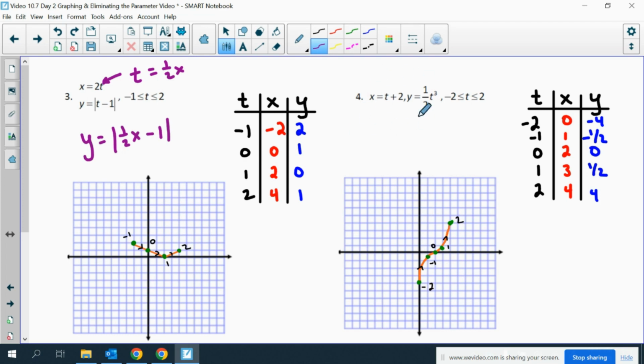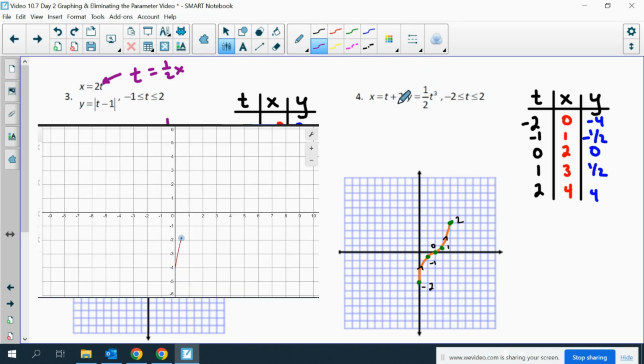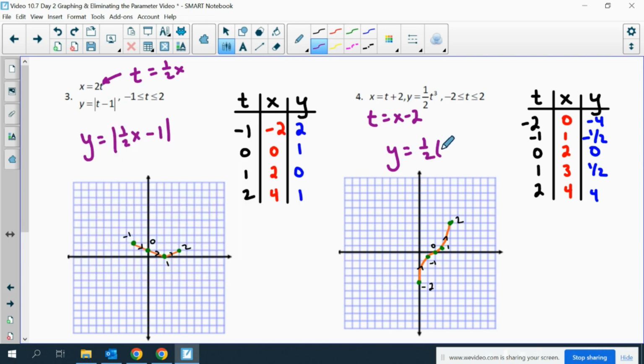We can also eliminate the parameter in number 4. It's probably easiest to eliminate it in the x variable again, because you probably don't want to be taking cubed roots. So t equals x minus 2. Then you make that substitution in here. Y equals 1/2 x minus 2, quantity squared, not squared, that is wrong, the quantity cubed.